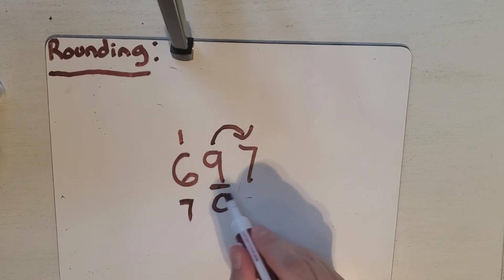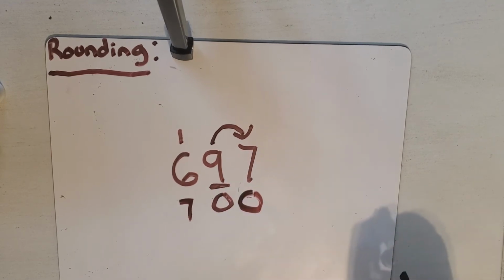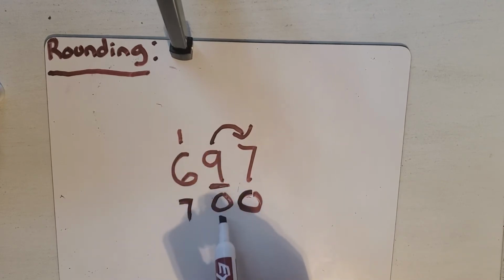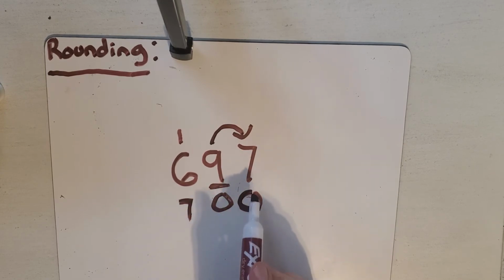And then everything after my underlined number becomes a 0. So that is how you would handle it if you have a 9 that's going up. You will add 1 to the number to the left and change your 9 to a 0. It's just like whenever you're adding. So 697 rounded to the nearest 10 is actually 700.